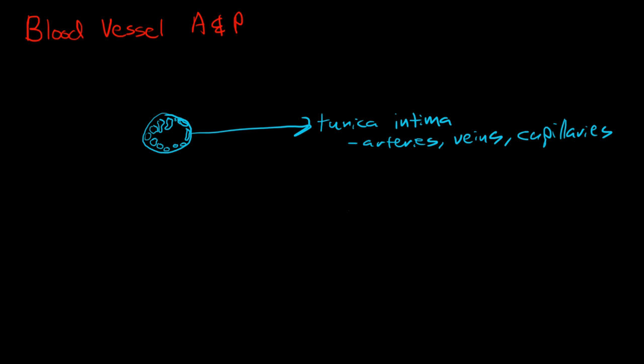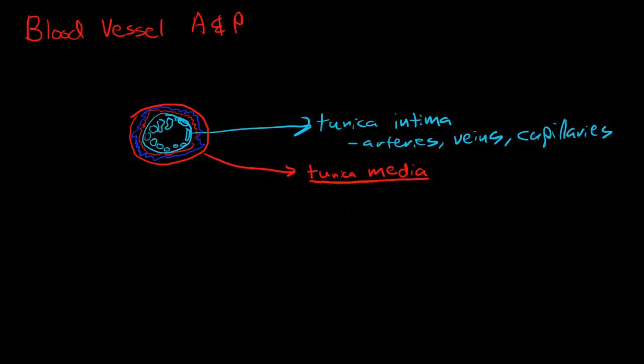Okay, and then beyond that we have a layer of elastic tissue and smooth muscle. And this layer varies in thickness depending on what type of vessel it is. I'm just going to draw sort of a line around that. And this one is called the tunica media. Now, the tunica media is the one that changes the most from vessel to vessel.